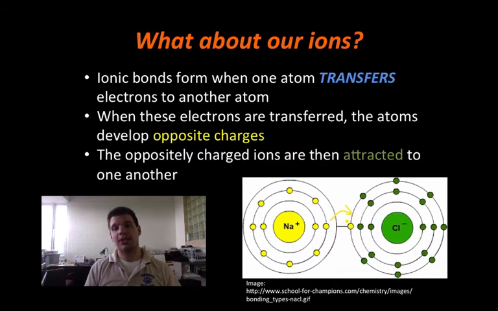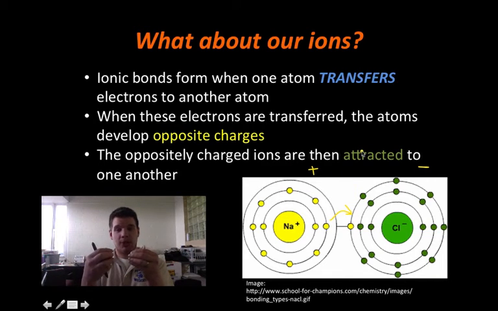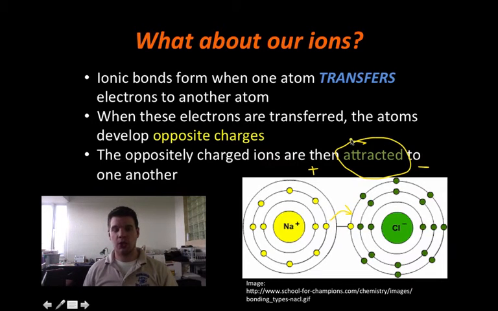So when those electrons are transferred from sodium to chlorine, we end up with opposite charges. When sodium loses an electron, he gets a positive 1 charge, a +1 charge. And when chlorine gets an extra electron, he gets a -1 charge. So now I have these 2 oppositely charged particles sitting next to each other, and they are attracted to one another, and they form this ionic bond.